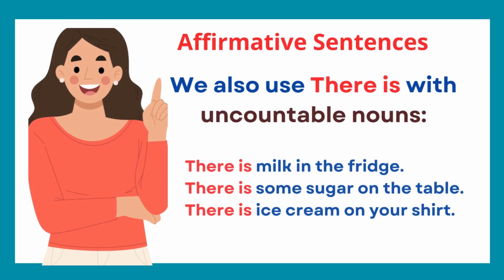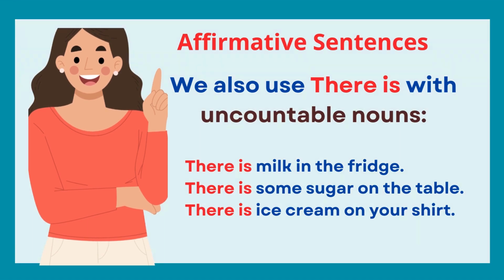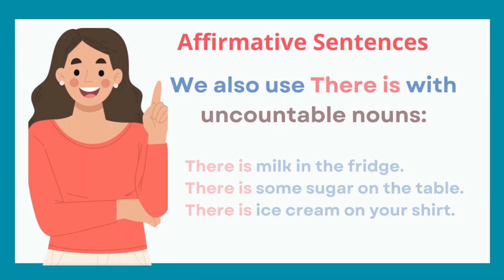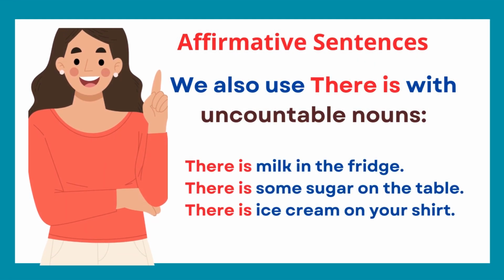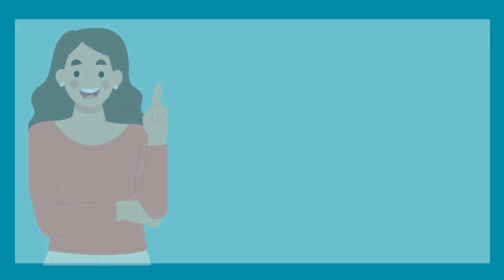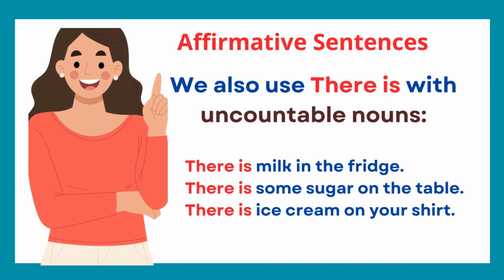Affirmative sentences. We also use there is with uncountable nouns. There is milk in the fridge. There is some sugar on the table. There is ice cream on your shirt.